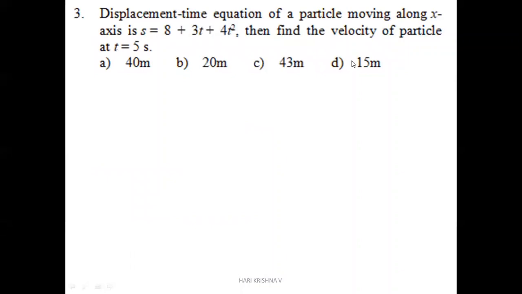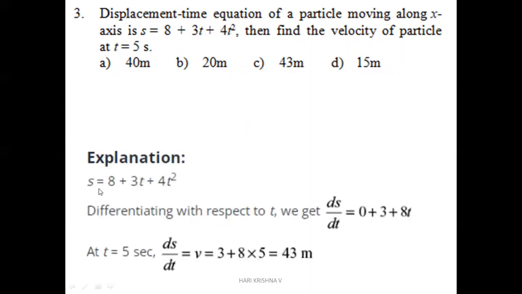The displacement and time equation of a particle along the x-axis is s = 8 + 3t + 4t squared. Find the velocity of the particle. Velocity is nothing but distance by time taken, so just differentiate the given equation. 8 is a constant term, so we get 0 there. Differentiating 3t gives 3, and 4t squared gives 8t. They have given a time of t = 5 seconds. ds by dt is velocity: 3 plus 8 into 5, 43 meter per second. Very simple and easy question. Right, so next we move on to the fourth question.